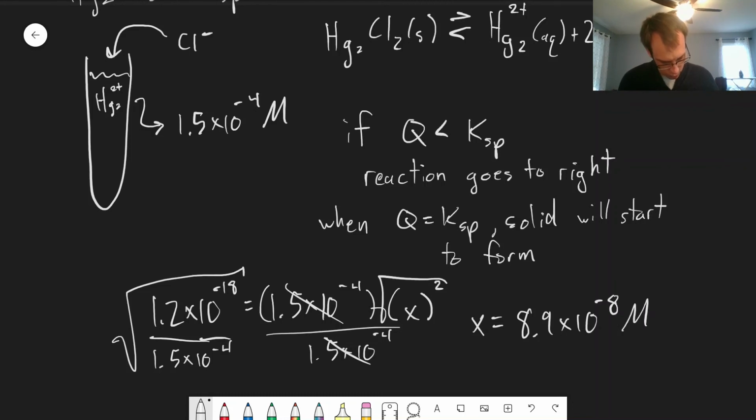And again, this will always get concentrations in molarity here when we're talking about aqueous solutions. Okay, so when our concentration of chloride reaches 8.9 times 10 to the minus 8 molar, we will start to see precipitate forming, and our mercury will start leaving solution. As we keep increasing the concentration of chloride, we'll get more solid that will form.